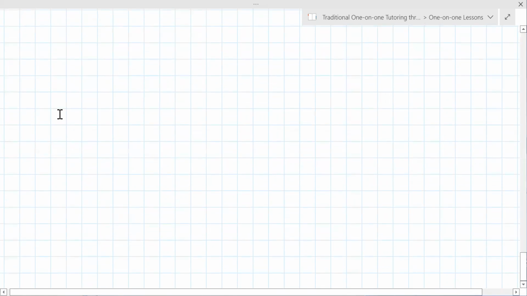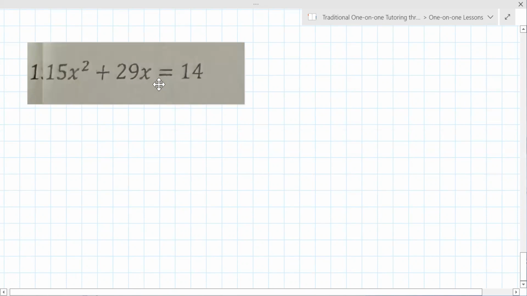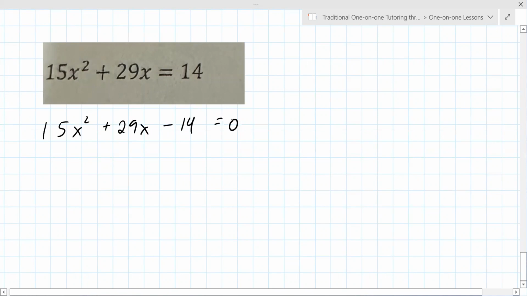And then kind of transition to another type of factoring. So again, what you want to do is get that 14 to the other side. Doesn't matter what type it is, you almost always do this. Equals 0. This is a 13. Now, a is not equal to 1. Okay, common factor.